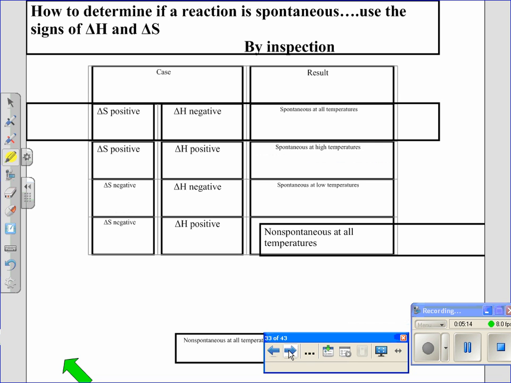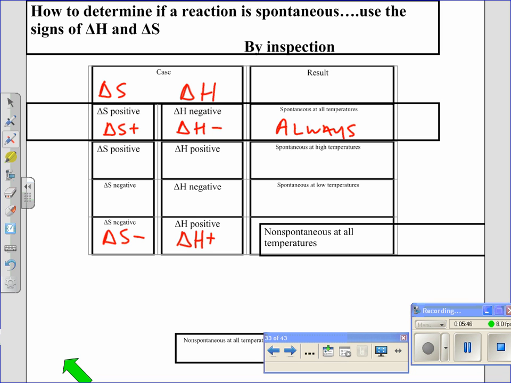How to determine? Well, you can determine based on the signs. So you have delta S values and delta H values. Based on the signs, you can infer whether or not something is spontaneous and at what conditions it would be. So if we start out with always spontaneous, that is when delta S is positive and delta H is negative. That is always. Okay? Never spontaneous is the exact opposite. So if delta S is negative and delta H is positive, that is never spontaneous.